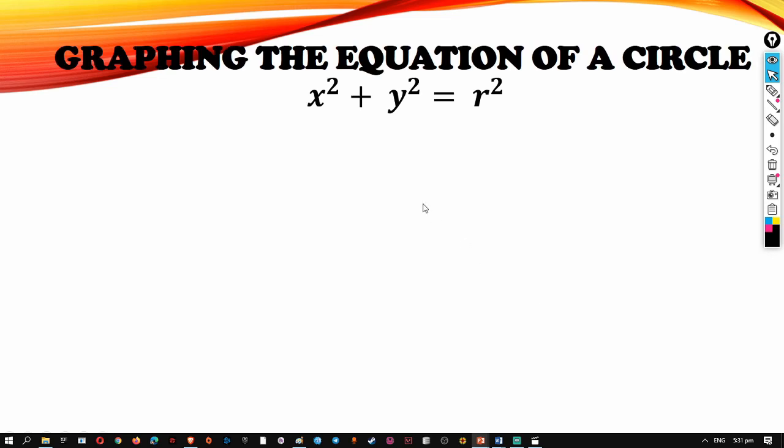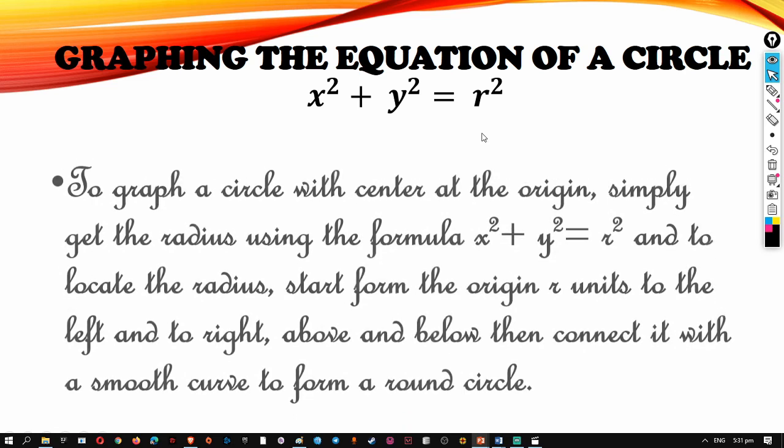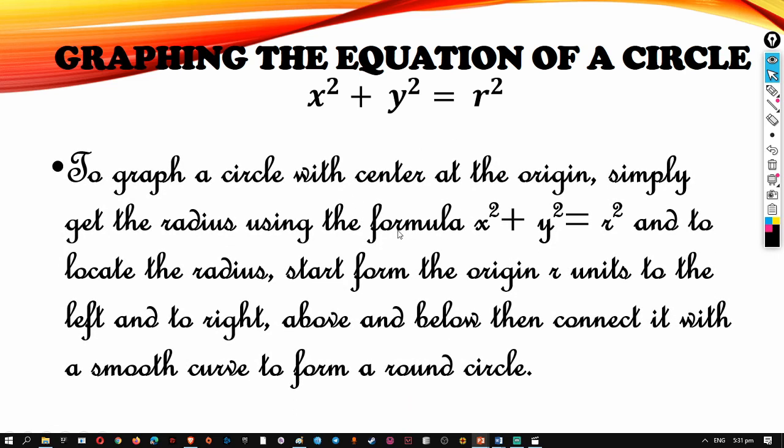Next, paano natin i-graph yan? So, to graph a circle with center at the origin, simply get the radius. So, ito na yung formula. And then, locate the radius. Start from the origin. R units to the left and to the right. Kagaya ng ginawa ko kanina. And then, above and below. Then, connect it with a smooth curve to form a round circle. Example.